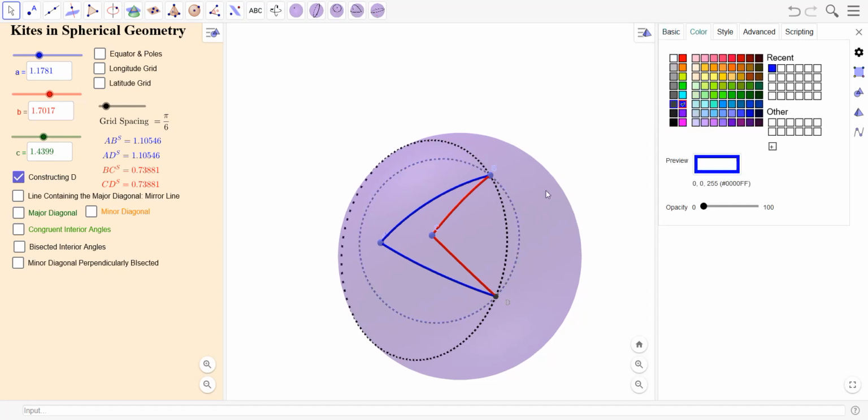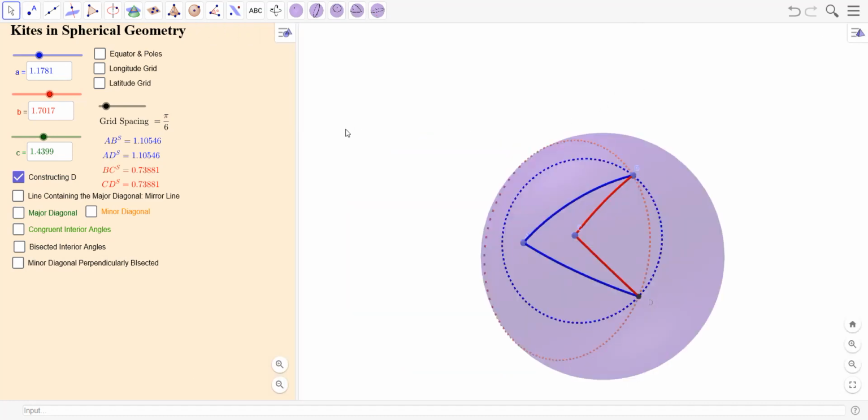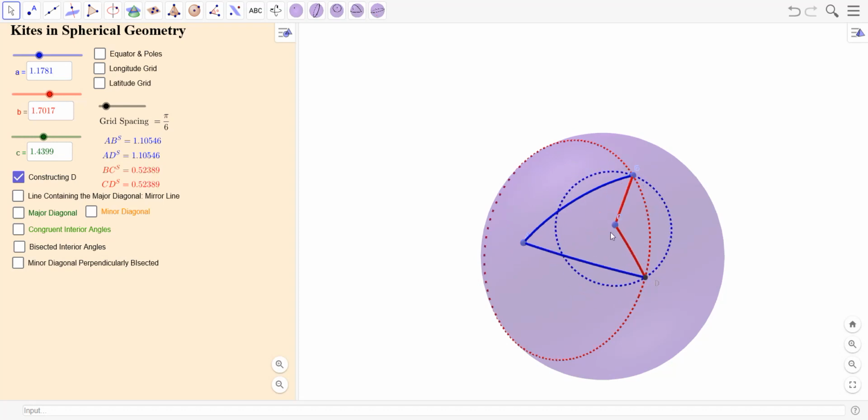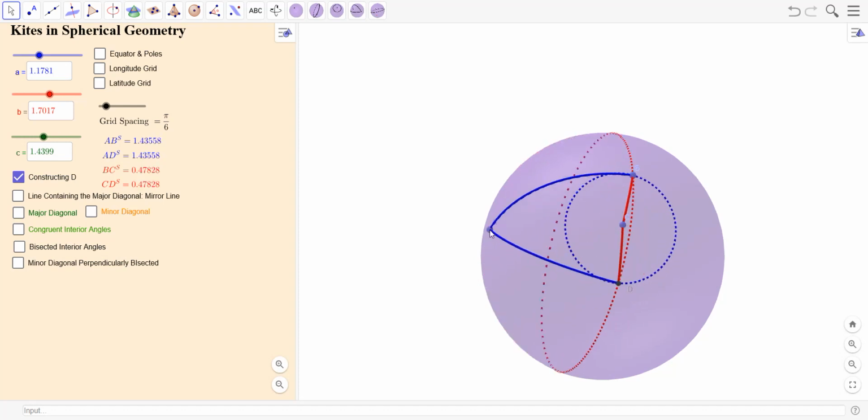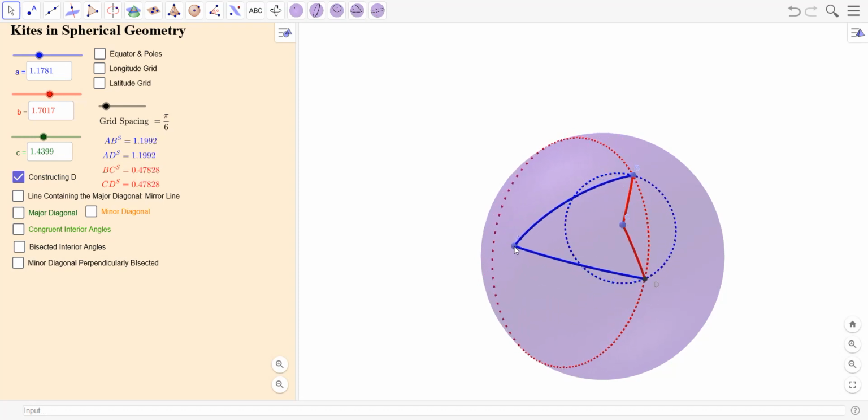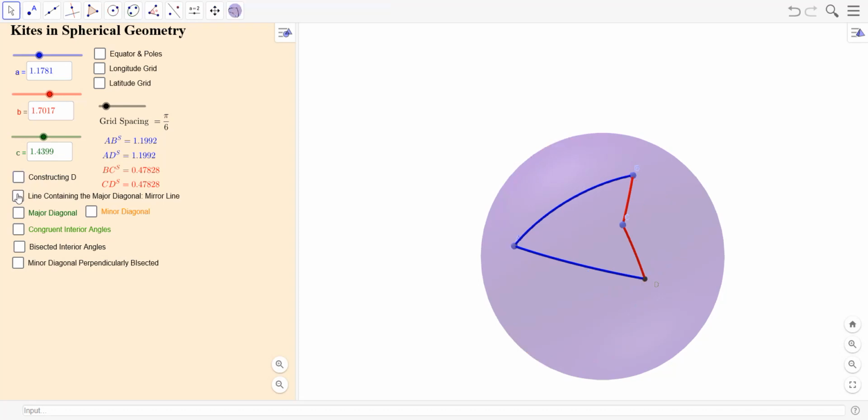Let's go ahead and make that one blue and make the other one red just to match with the radial segments that we have there. Okay, so that's the way of constructing it. It's constructed the same way that we do it in Euclidean geometry with the definition.